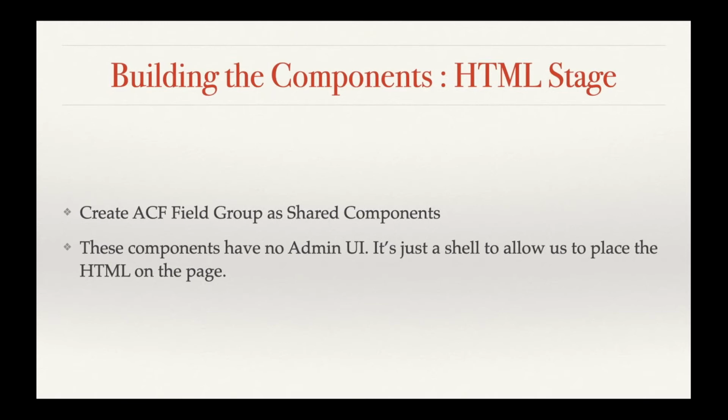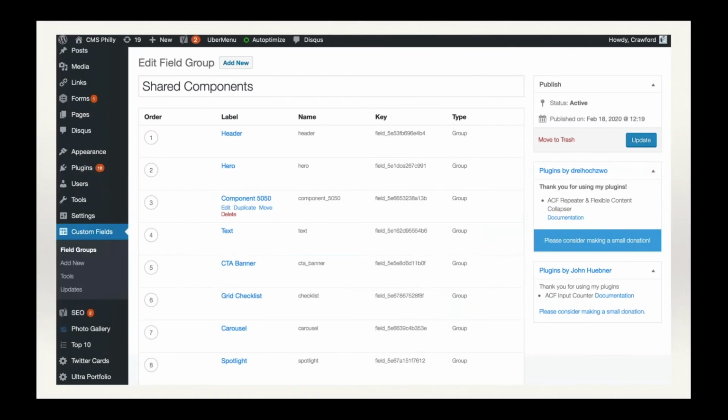In WordPress, I build these components as field groups using advanced custom fields. I set up a custom field group named Shared Components and post all the components into the group, all of them, regardless of which post types they will be used on. This helps us organize our components and share functionality across post types.